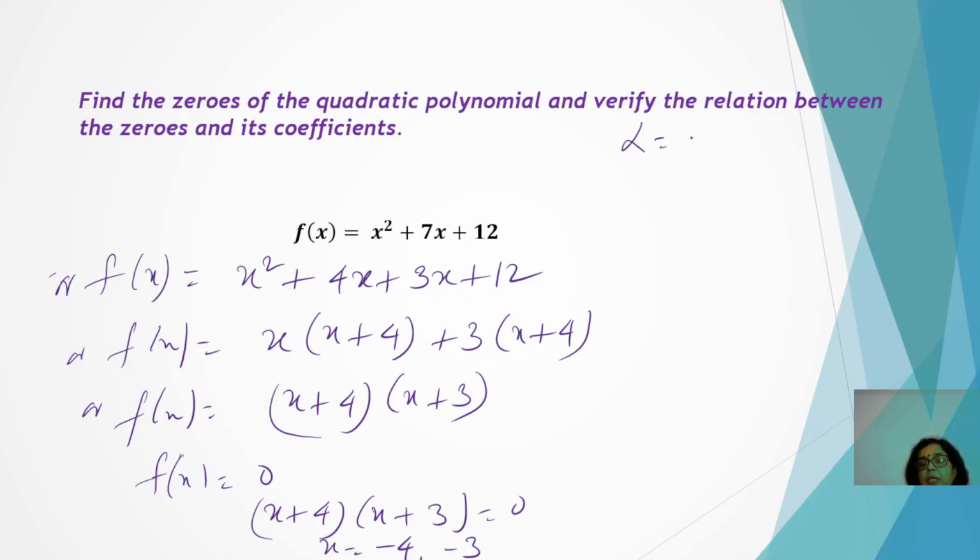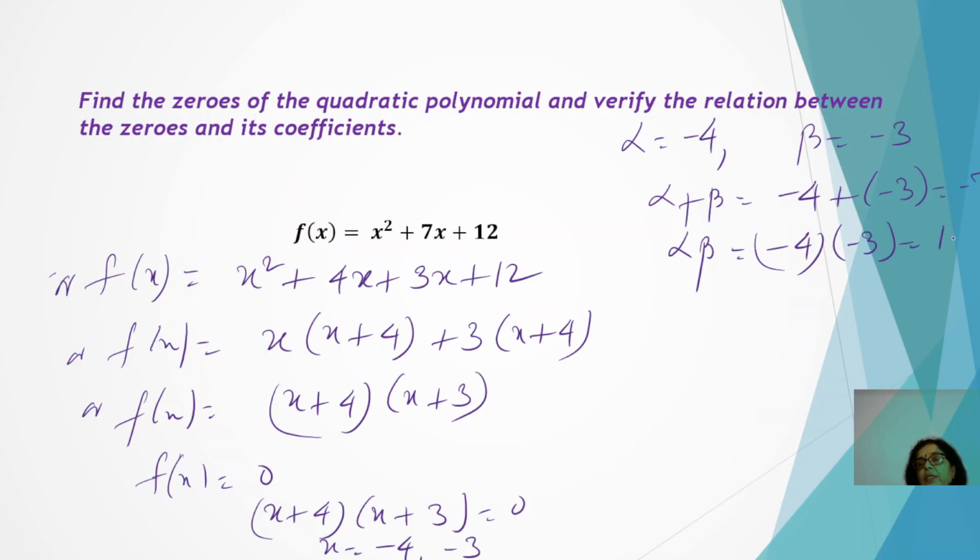Now alpha is equal to minus 4 and beta is equal to minus 3. So alpha plus beta is equal to minus 4 plus minus 3, that is minus 7. Alpha into beta is equal to minus 4 into minus 3, that is plus 12. And minus b upon a. Now b over here is 7, a is 1, c is 12. So minus b will become minus 7, a is 1. So this becomes minus 7.